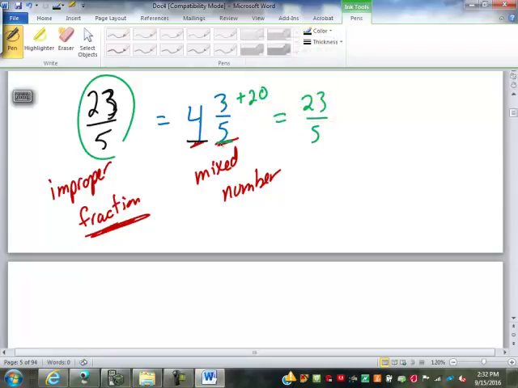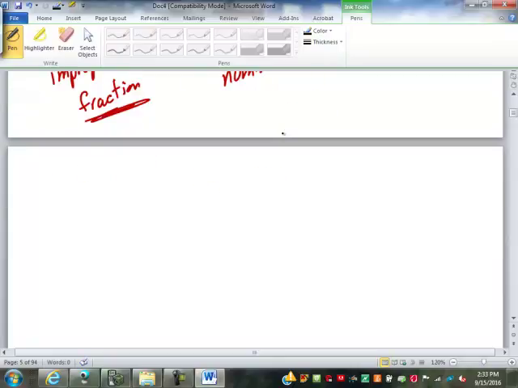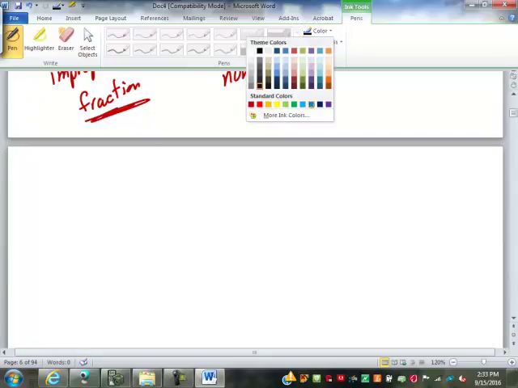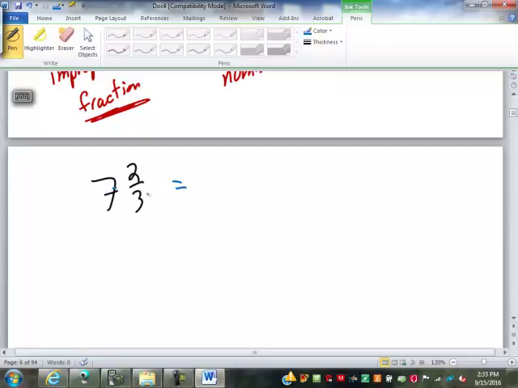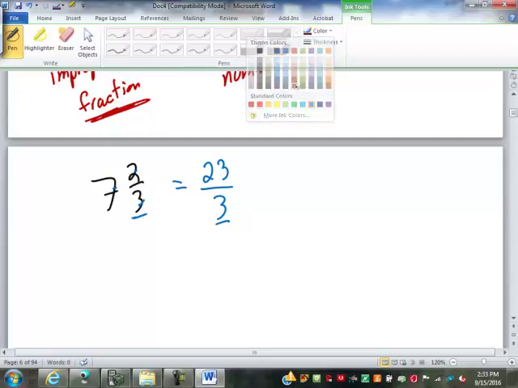Whole number times the denominator tells you how many pieces are in the whole number, and then add it to the numerator that was already there. So if we have 7 and 2/3, it's going to be 7 times 3 is 21, plus 2 is 23/3. The denominator will never change unless we rename it. But going from a whole number or mixed number to improper or back again, it will never change.